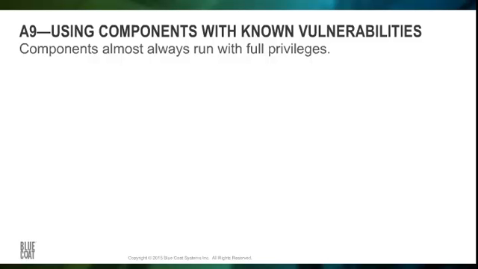Components such as libraries, frameworks, and other software modules almost always run with full privileges. If a vulnerable component is exploited, such an attack can facilitate serious data loss or server takeover. Applications using components with known vulnerabilities may undermine application defenses and enable a range of possible attacks and impacts. Some vulnerable components, for example framework libraries, can be identified and exploited with automated tools, expanding the threat agent pool beyond targeted attackers to include chaotic actors.